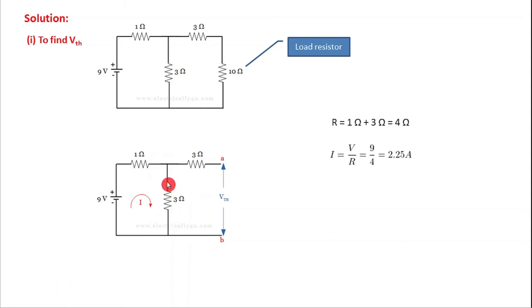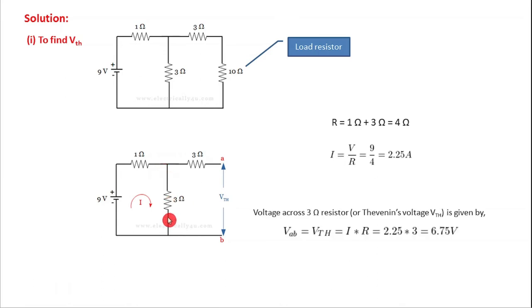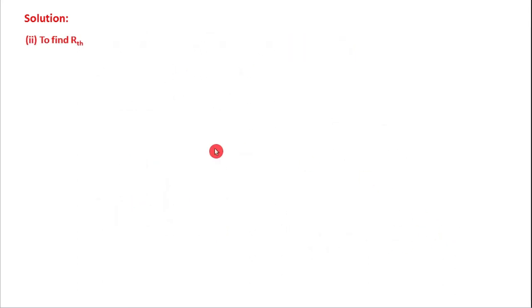To determine the voltage across the 3 ohm resistor, which is nothing but the Thevenin's voltage, again apply Ohm's law. So the voltage across the 3 ohm resistor is given by V is equal to IR. I we have determined as 2.25 ampere and R is nothing but the 3 ohm. If you multiply both, you get the total voltage as 6.75 volt. So this is nothing but the Thevenin's voltage. So the first step is over. The second step is to find R Thevenin.